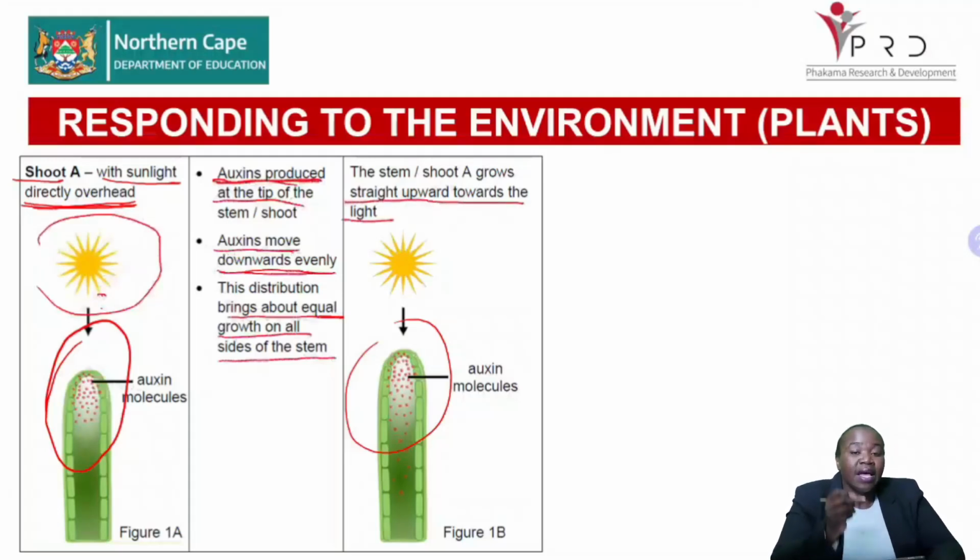Now this is what happens in phototropism when the light is shining in all directions. The auxins, as you can see here, have been equally distributed and they're going to move downwards evenly. This is how you would describe or explain phototropism when light is shining from all directions. You start by mentioning that they are produced at the tip, then you mention that they move downwards evenly, then the distribution leading to the stem growing on all sides, leading to the stem growing upwards straight.